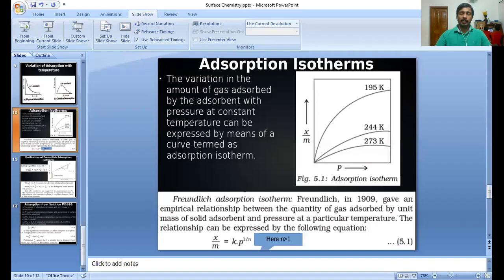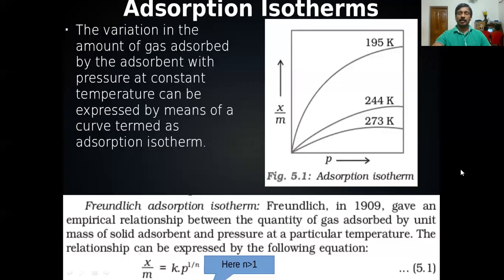Today we will discuss adsorption isotherm. Last class we discussed isobars. Isobars are graphs plotted at a constant pressure condition, and isotherms are graphs plotted at a constant temperature condition. And what is adsorption isotherm? It is the graph plotted between x by m and pressure at a constant temperature condition.